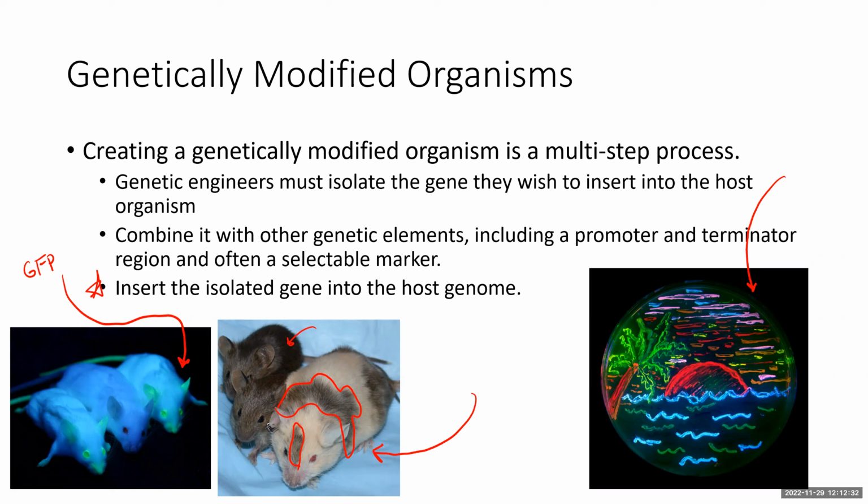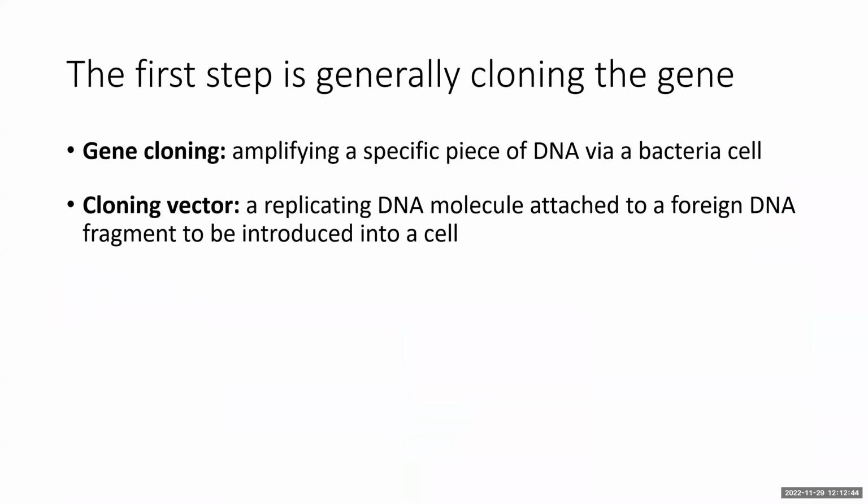All right, so we are going to talk a little bit about how to do that, but first we're going to talk about cloning. And that's because this first process, the process of isolating and making your gene, that's cloning. A lot of times when we talk about cloning, we're thinking about making identical versions of organisms, like an identical twin. But in molecular biology, that's not what cloning generally means.